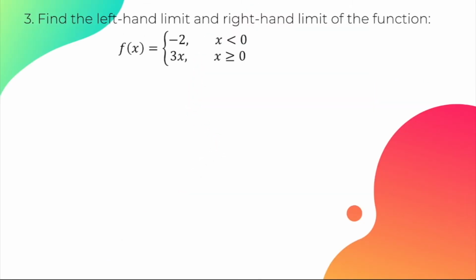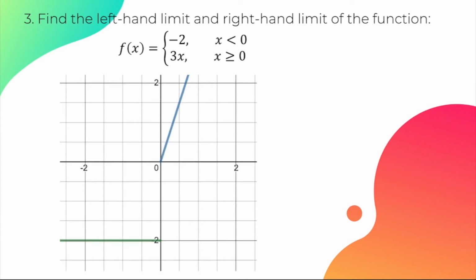For our last set of examples, we will be finding the left-hand limit and right-hand limit of piecewise functions. Let's find the left-hand limit and right-hand limit of the function negative 2 if x is less than 0 and 3x if x is greater than or equal to 0. Graph the function using Desmos application. Let's compute first for the left-hand limit of the function. Analyzing the left-hand limit of the function, we can see that as x approaches 0 from the left, the f of x or y value gets closer to negative 2. Thus, the left-hand limit of the function is negative 2.